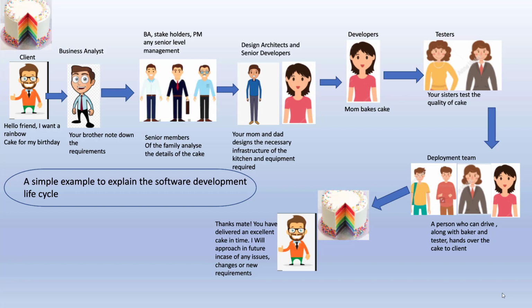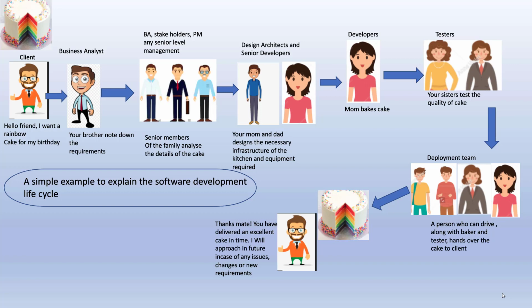And what happens? One of our family members will approach that friend and note down all the requirements from the friend. Like in this case, what is the kind of cake he's looking for, when that cake needs to be delivered, what are all the different features that cake should have, what is the look and feel of it, what is the taste of it, is it an eggless cake or not, and so on.